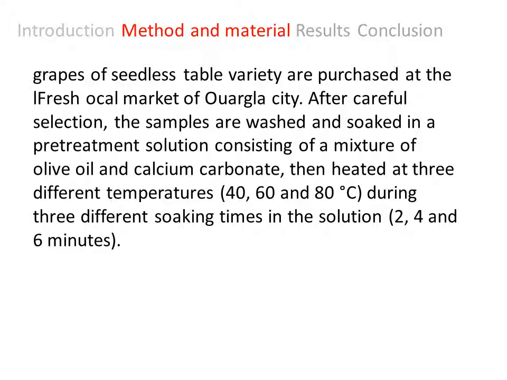Grapes of the Sultana table variety are purchased at the local fresh market of Feraoun City. After careful selection, the samples are washed and soaked in a pretreatment solution consisting of a mixture of olive oil and calcium carbonate, then heated at three different temperatures: 40, 60, and 80 degrees Celsius, during three different soaking times in the solution: 2 minutes, 4 minutes, and 6 minutes.